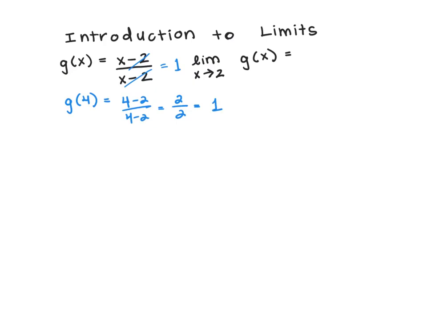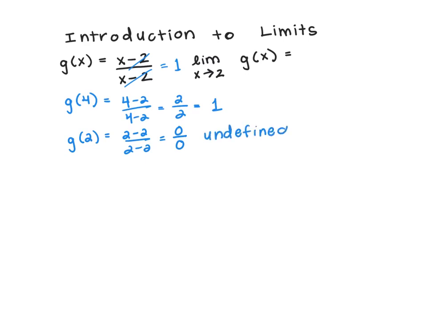However, there is a particular case where this doesn't happen. Let's try, what if x equals 2? If I am evaluating my function at x equals 2, I have 2 minus 2 over 2 minus 2. That gives me 0 divided by 0. Okay, if we have 0 divided by 0, this is undefined.